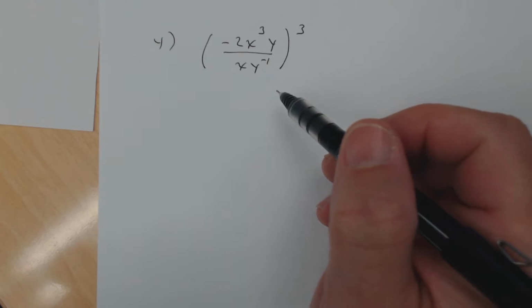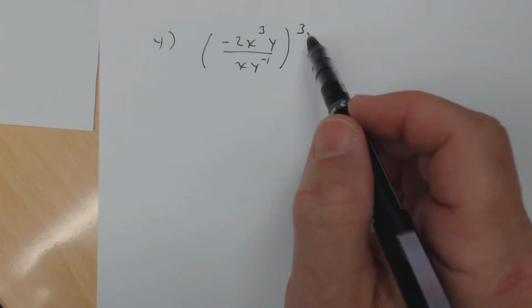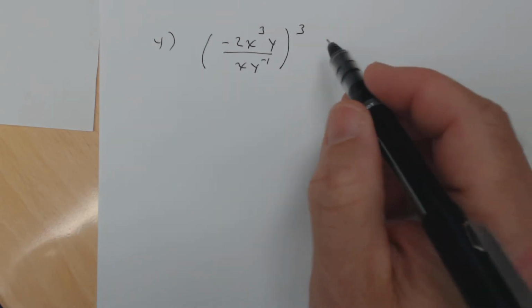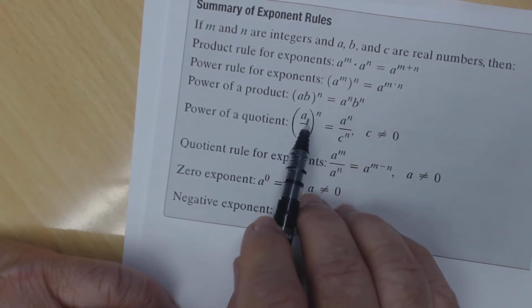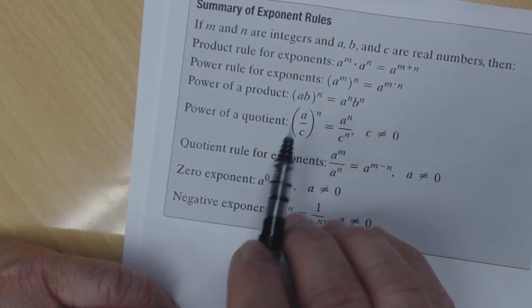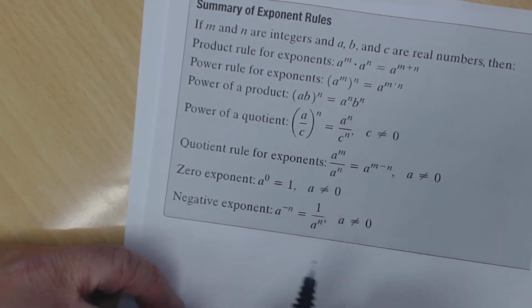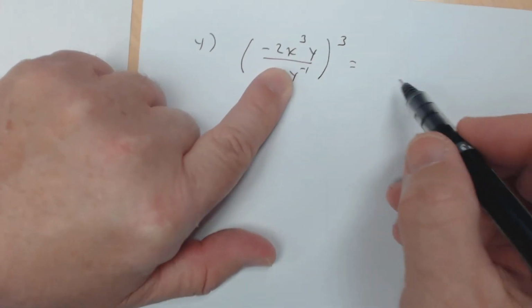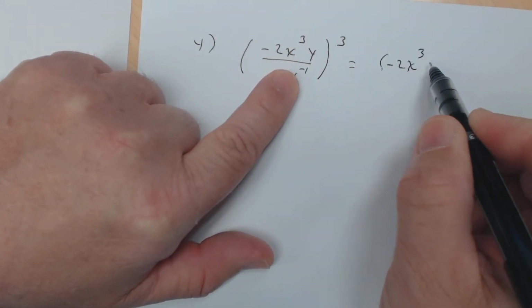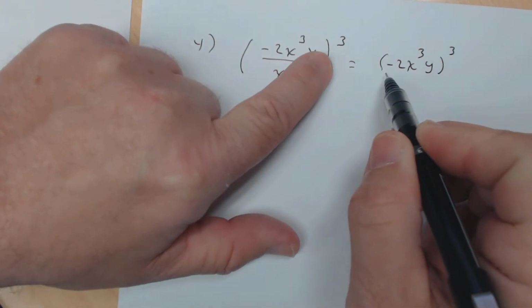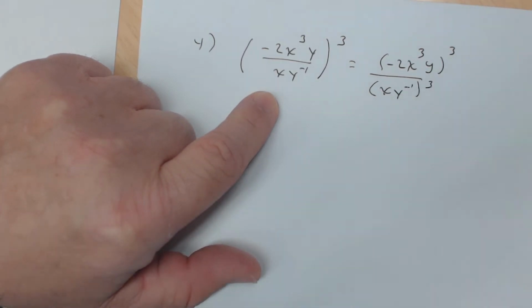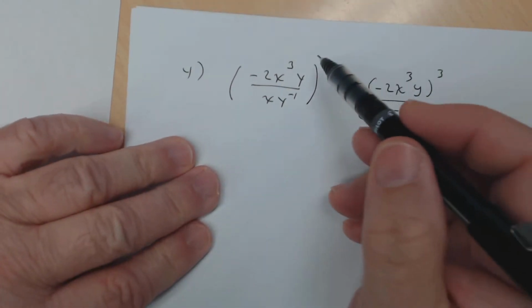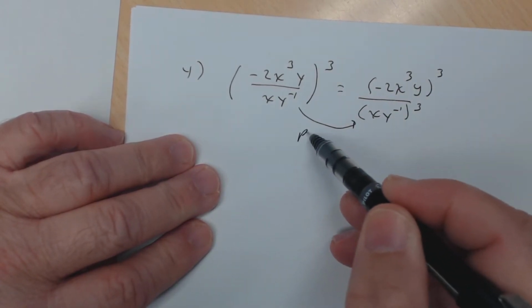All right, so what I would do is use the power of a quotient first. Power of a quotient means that when you have a quotient and you're raising it to a power, take whatever's in the numerator and raise it to the power, and whatever's in the denominator, raise it to the power. So my numerator is negative 2 x to the 3rd y, all that raised to the 3rd power, divided by the denominator, which is also being raised to the 3rd. So going from here to here is the power of a quotient.